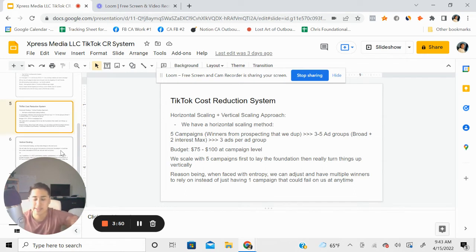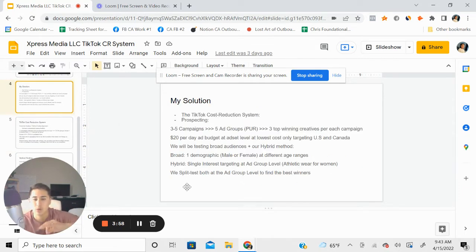the system that we follow is, okay, look, we have 20 pieces of UGC fully edited by influencers in our network. Then we set up our campaigns into three sort of methods. We have prospecting, where this is a testing phase, 3 to 5 campaigns, 5 ad groups for each campaign, top 3 winning creatives per each campaign at $20 per day at the ad budget level.